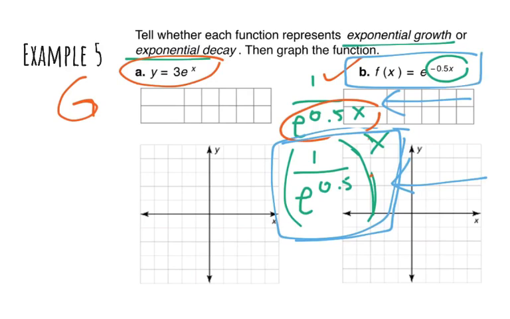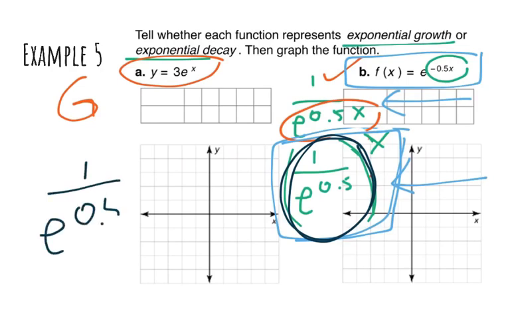So now I really just have to look at this part and say, is that funky looking thing bigger than 1 or in between 0 and 1? So if you type in on your calculator 1 over e to the 0.5, you get a number like 0.6-ish, which is in between 0 and 1. And so then I know this is going to be an exponential decay.